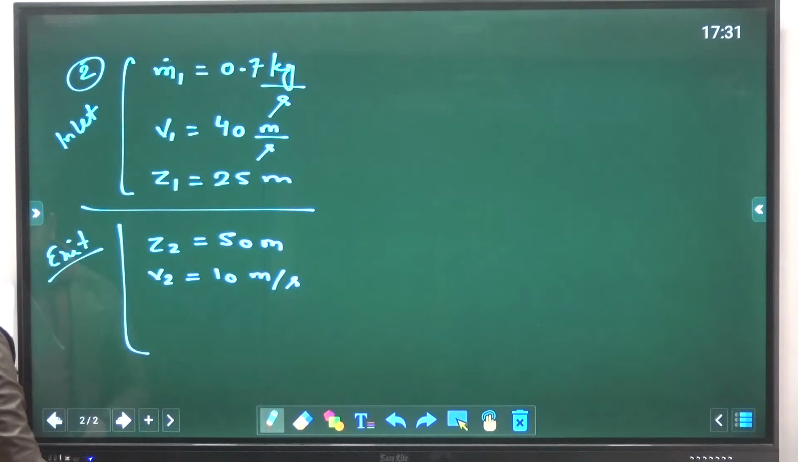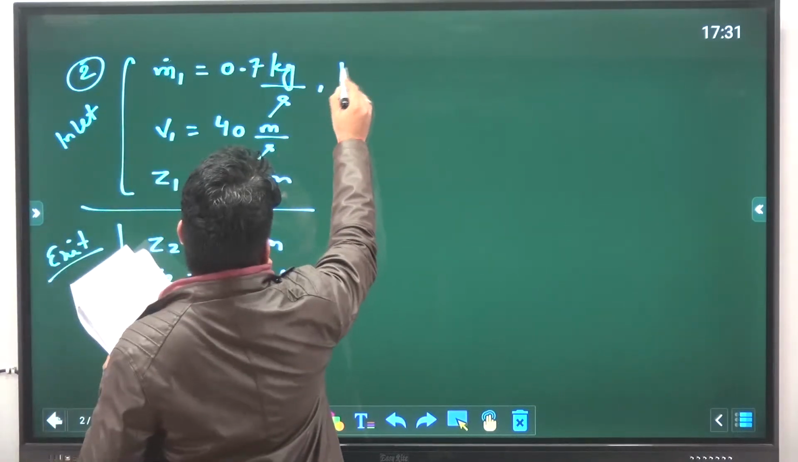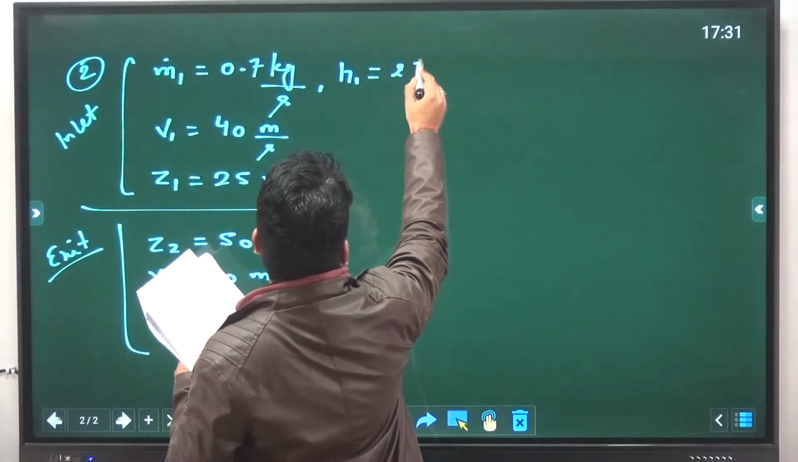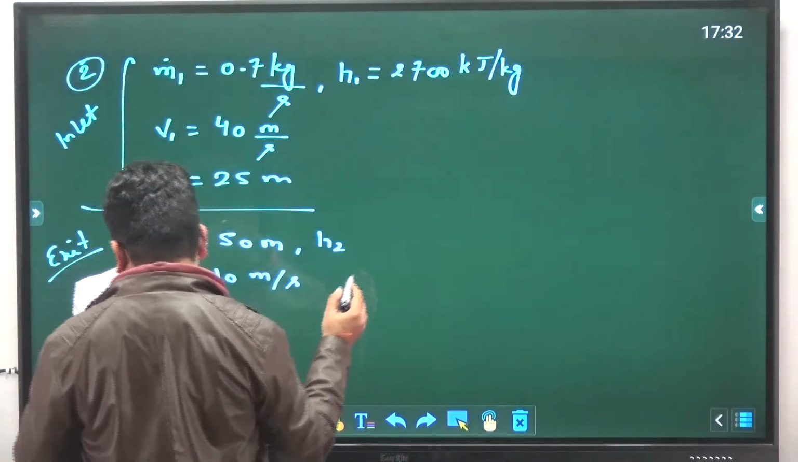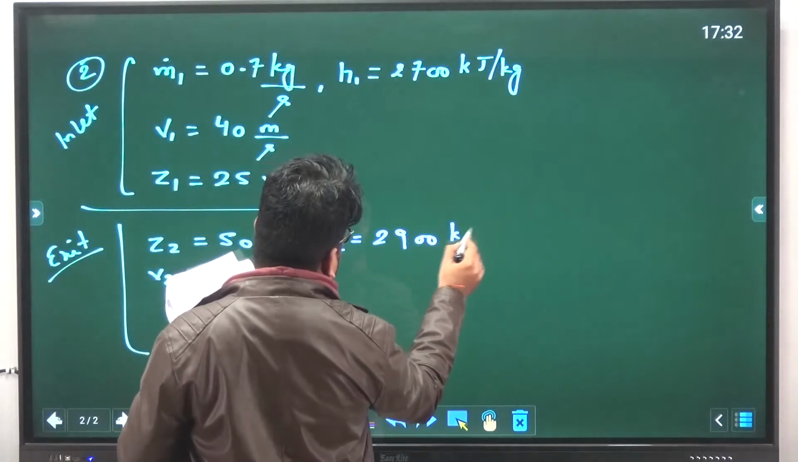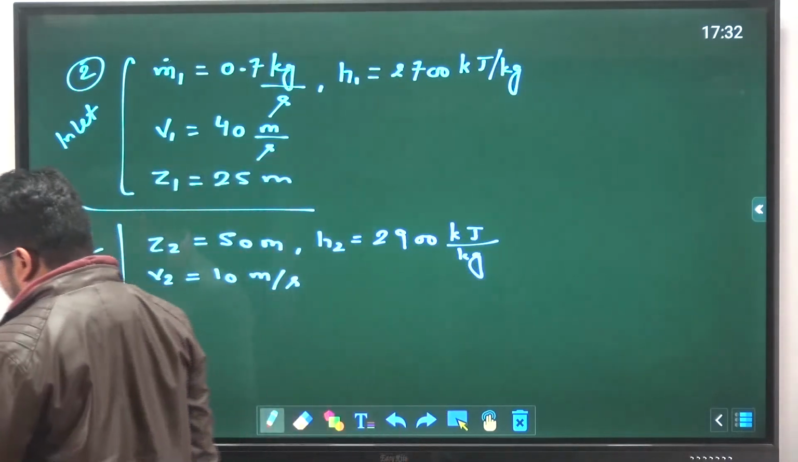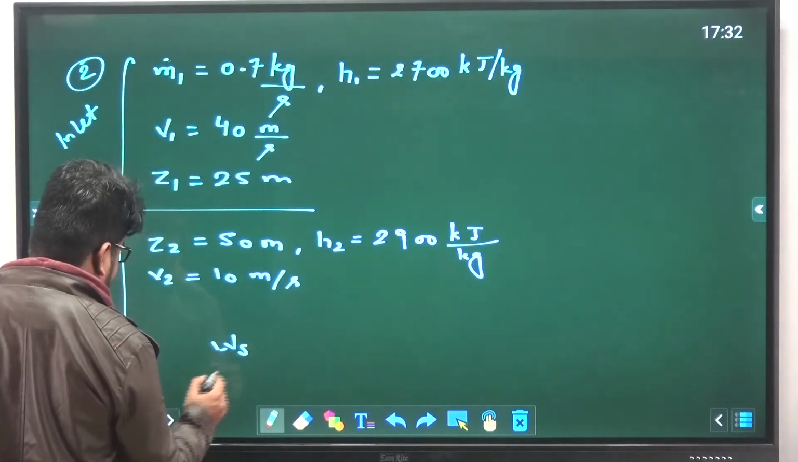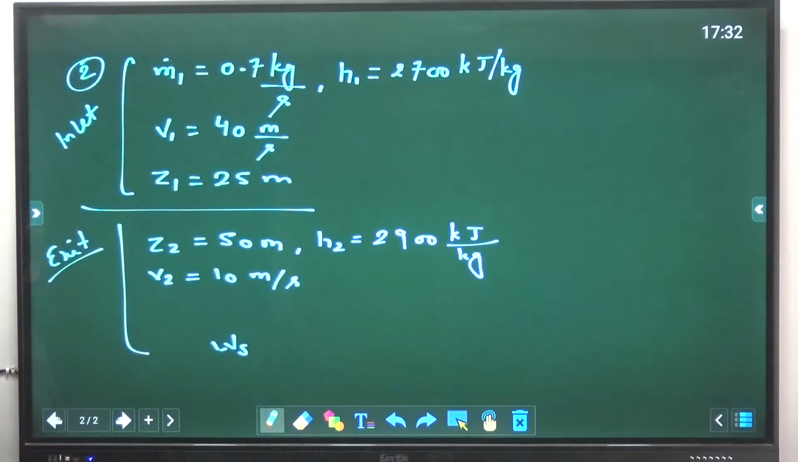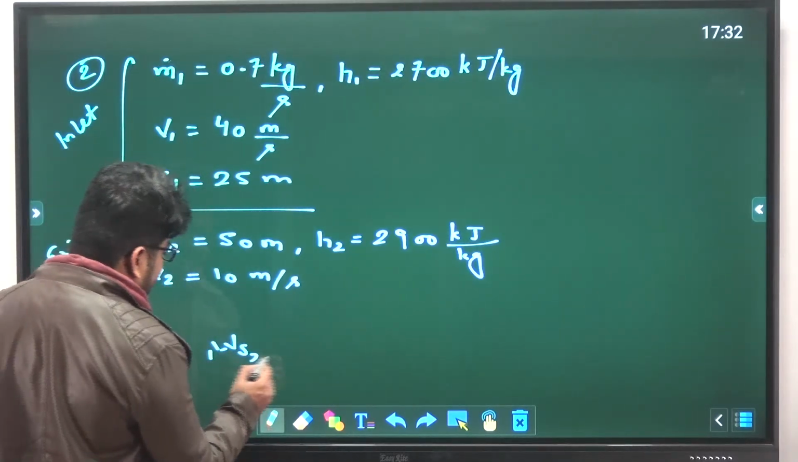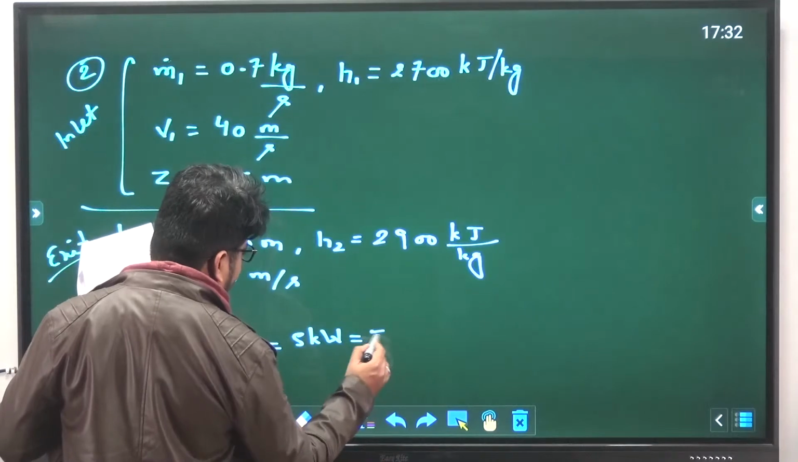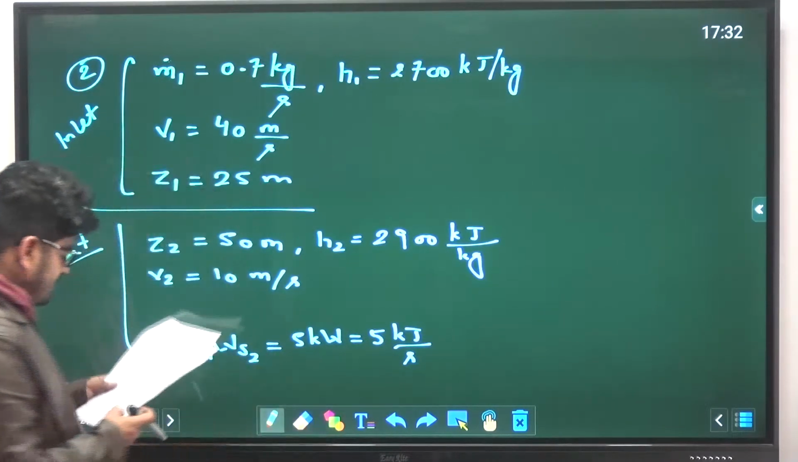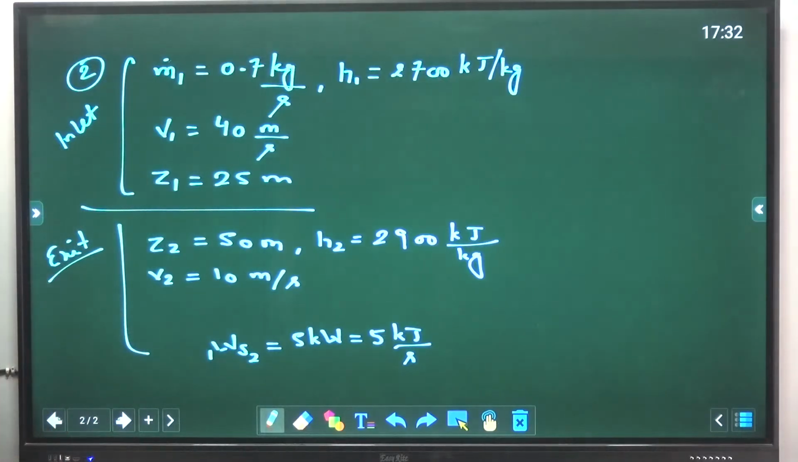The specific enthalpies of entering and leaving fluids are, so H1 here is 2700 kilojoule per kg, and here H2 is specific enthalpy 2900 kilojoule per kg respectively. If work done by the system is, as you can understand, this is the open system because mass flow takes place, so obviously this will be the shaft work, which is 5 kilowatt, or you can write it as 5 kilojoule per second. Determine the heat transfer up in kilowatt up to 2 decimal places.